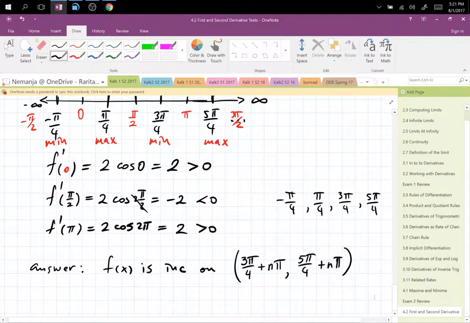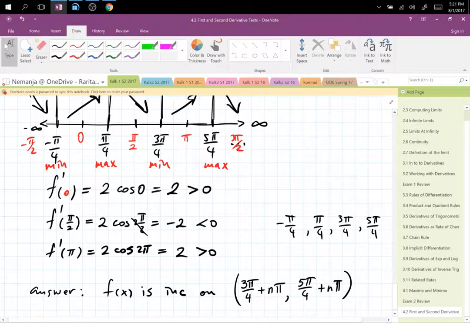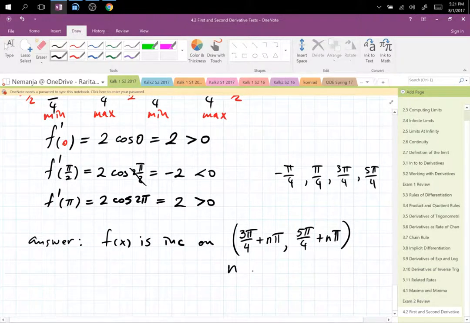Because it happens every n pi. So 3 pi over 4, and then plus pi, there will be a 7 pi over 4, and that's the next one, right? Yep, good. So n is the set negative 2, negative 1, 0, 1, 2, going on to infinity. Oops, 3 dots in front.